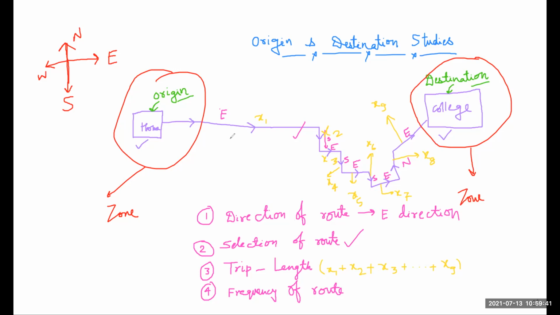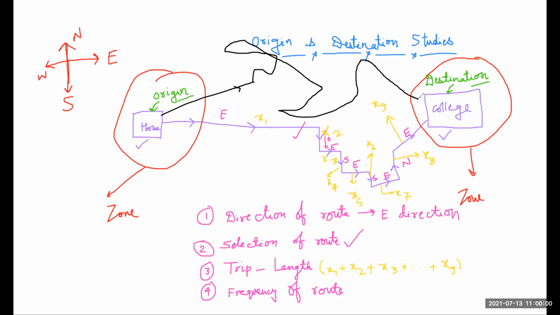Here we have many routes. Suppose this is another route from here, and this route is going like this, then coming here, and again going like this, and again coming to your college. So this is another route, but we do not take this route. Just take an example: from your home many routes will originate for your market, but only one route will be required by you to travel from your home to your market.